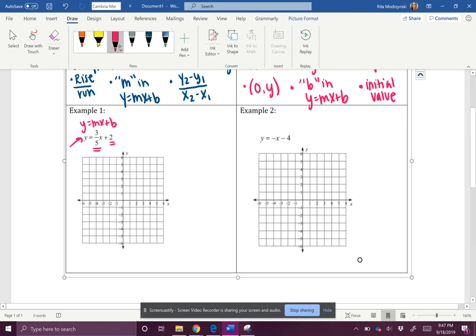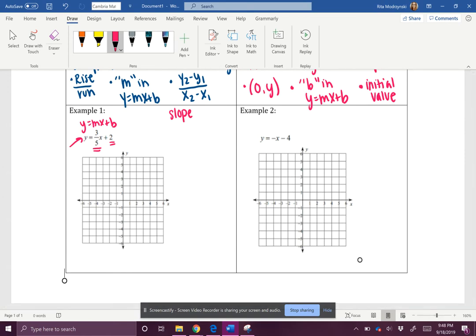To graph it, I'm going to show you how to do it from a table first. Whenever we graph slope from a table, we're basically picking some points that we can plot to represent that slope. I always like to pick some negative points and some positive ones. The reason I'm choosing -5 is because I want it to cancel with that 5 in the denominator. So when I substitute -5 in for x, I have 3/5 of -5 plus 2.